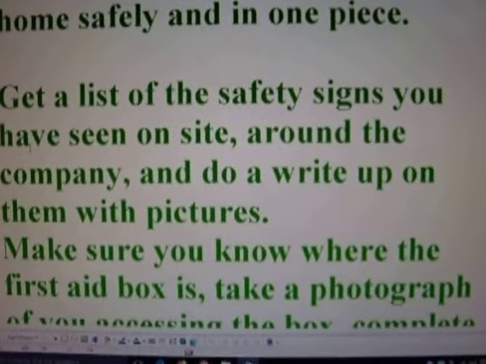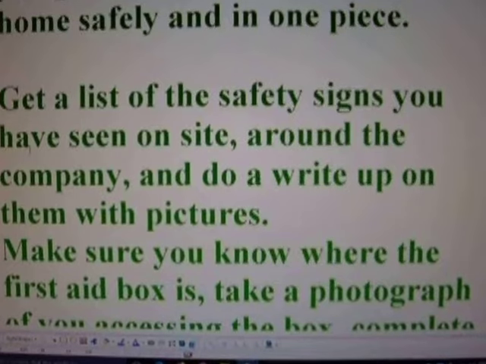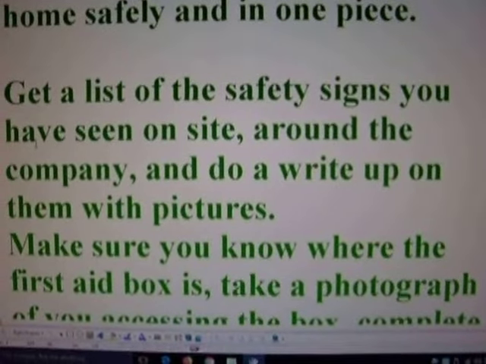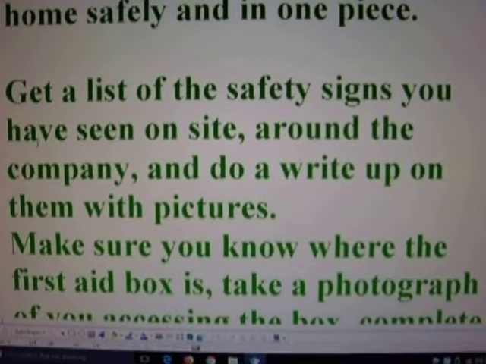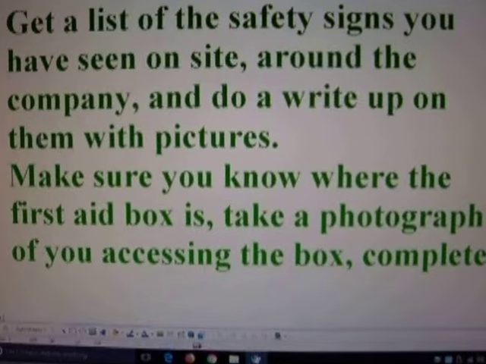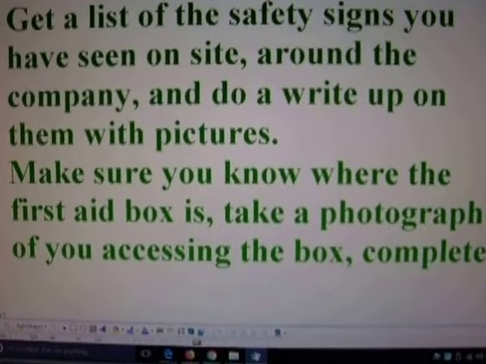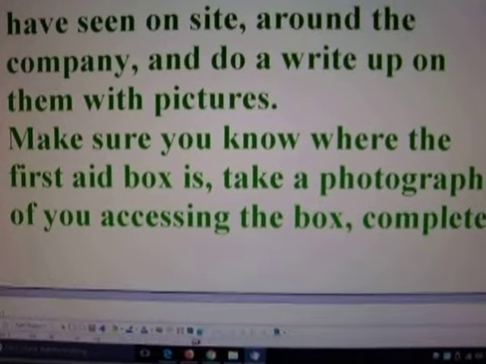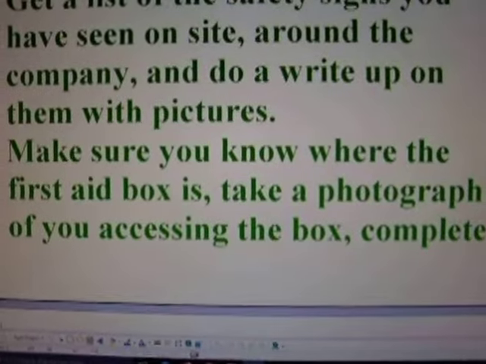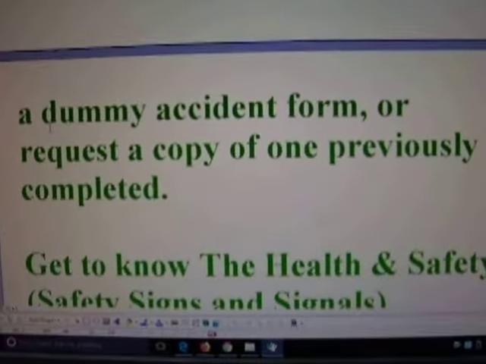Again, be aware, look at your safety signs, get a list because you'll need this for your portfolio and your NVQ folder, which are both the same thing. Okay, it's the work that you have gained and done, showing your experience, that you will need to be a qualified electrician.